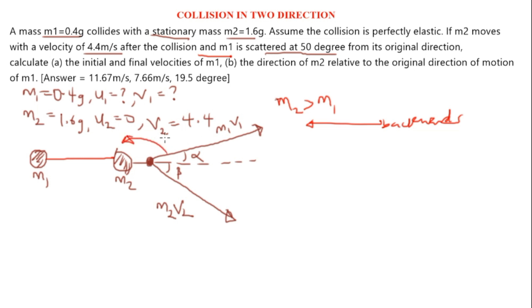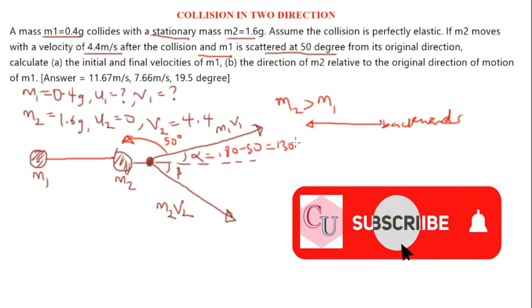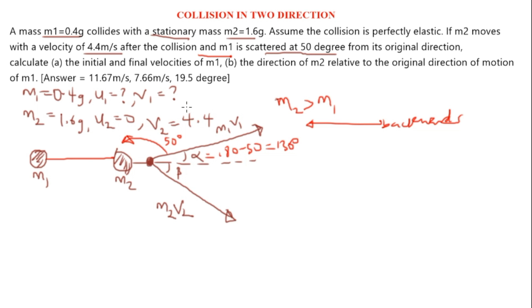So it means that I have 50 degrees here. The remaining angle alpha is 180 minus 50 degrees, which is 130 degrees. So I have alpha as 130 degrees. I don't know beta, so we have three unknowns: u1, v1, and beta, and that's what they ask us to find. Calculate the initial and final velocities and then the direction.